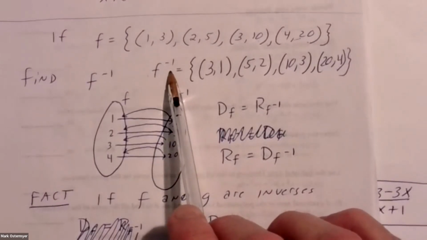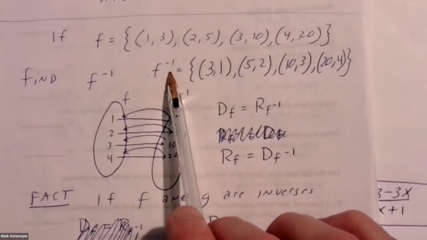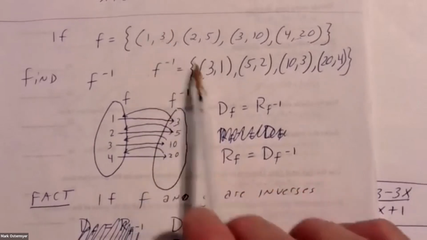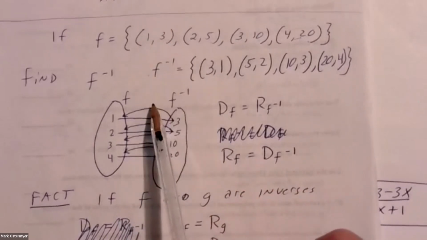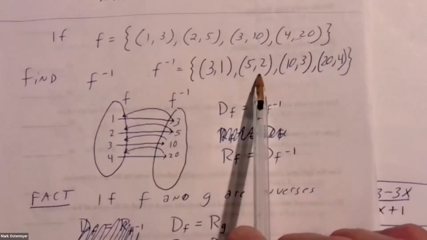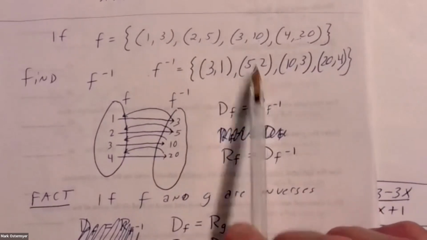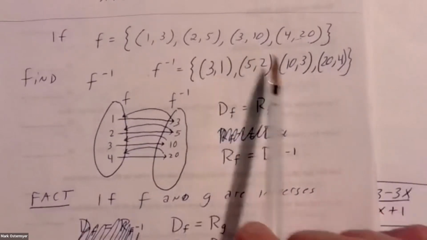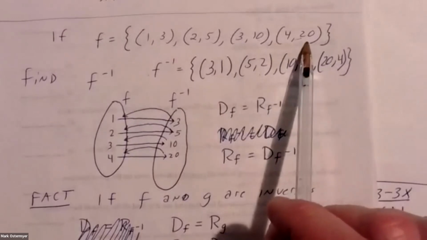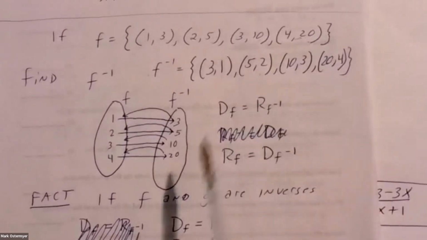You know what the inverse function does to the points that lie in the original function? It basically just interchanges the x and y coordinates. So if (1, 3) is a point on the original function, then (3, 1) must be a point on the inverse function. If (2, 5) is a point on the original function, then (5, 2) must be a point on the graph of the inverse function, etc. (3, 10) becomes (10, 3), (4, 10) becomes (10, 4). I'm sorry, (4, 20) becomes (20, 4).